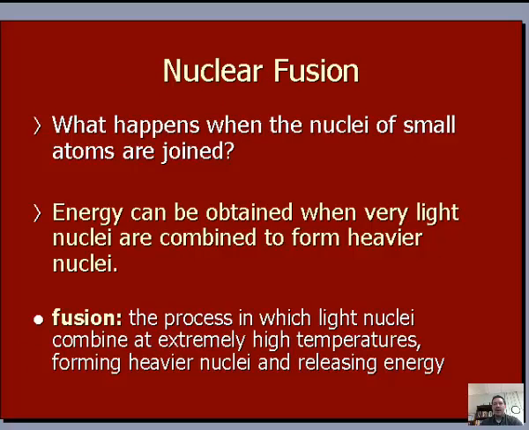Next thing we have is nuclear fusion. So what happens when nuclei of small atoms are joined? Energy can be obtained when very light nuclei are combined to form heavier nuclei. Fusion is the process in which light nuclei combine at extremely high temperatures. This forms heavy nuclei, and it also releases energy. So fusion is the combining or fusing of two things.